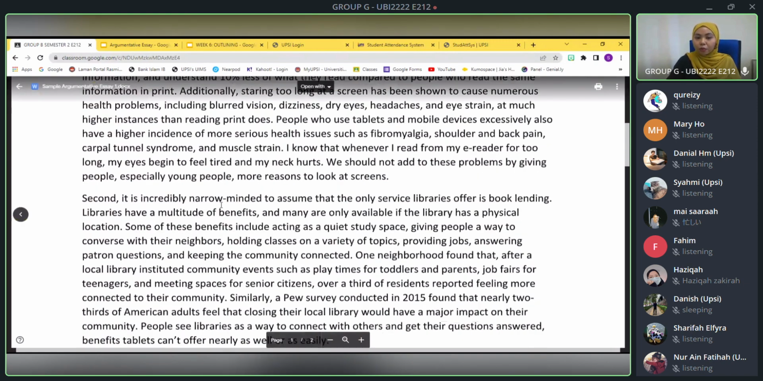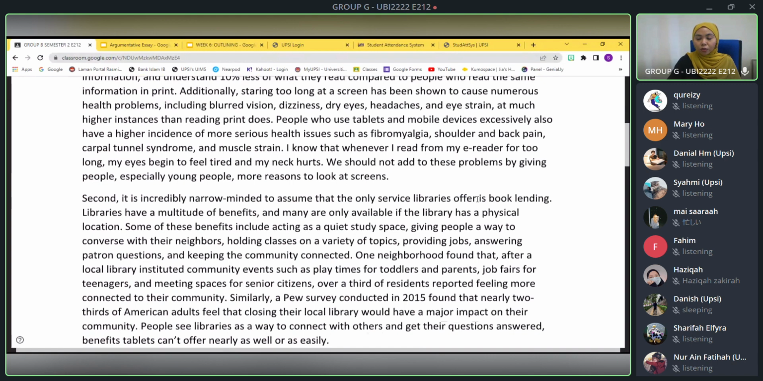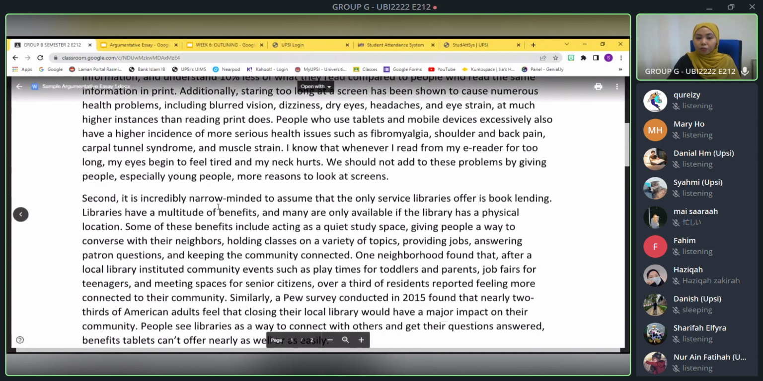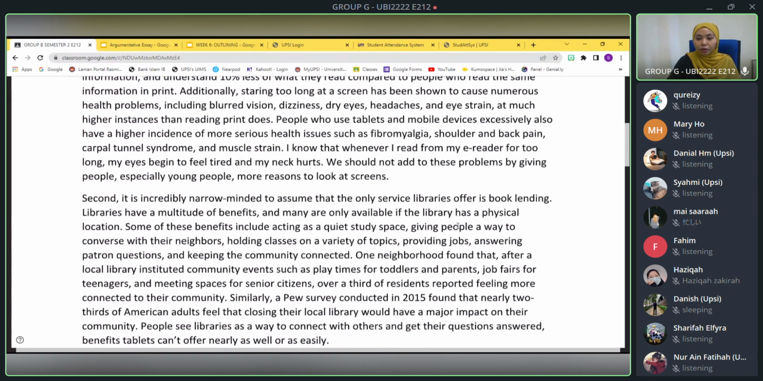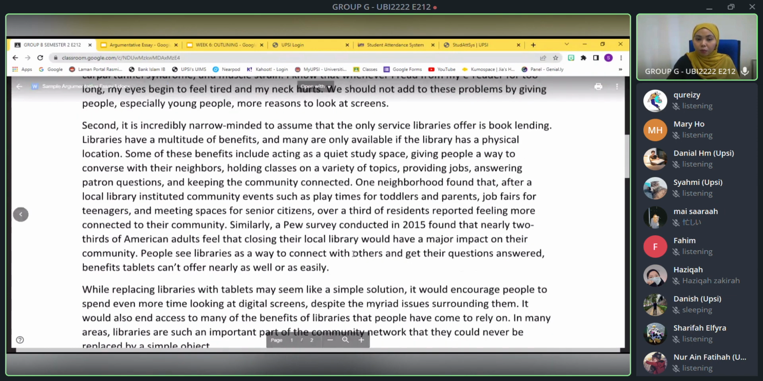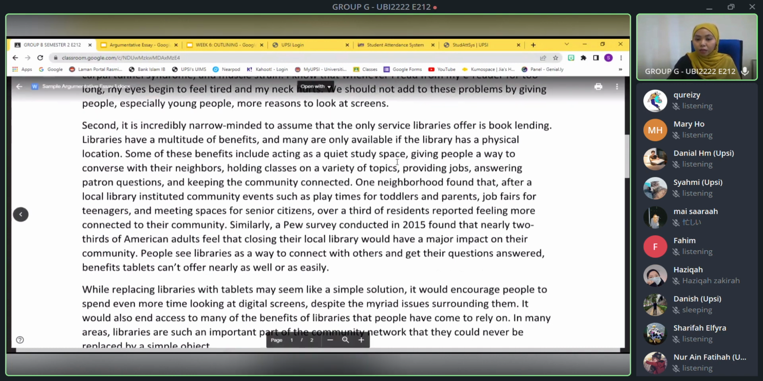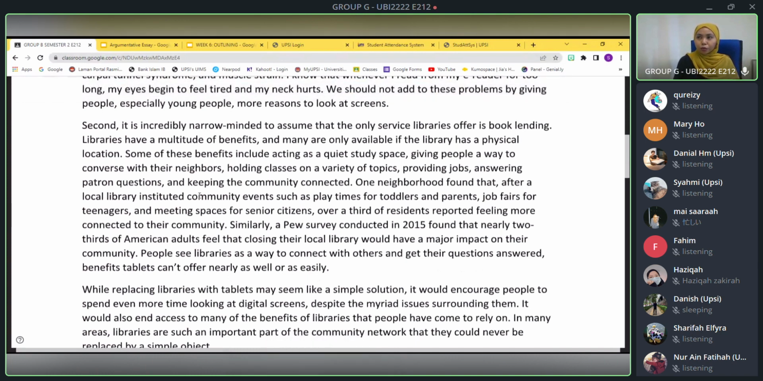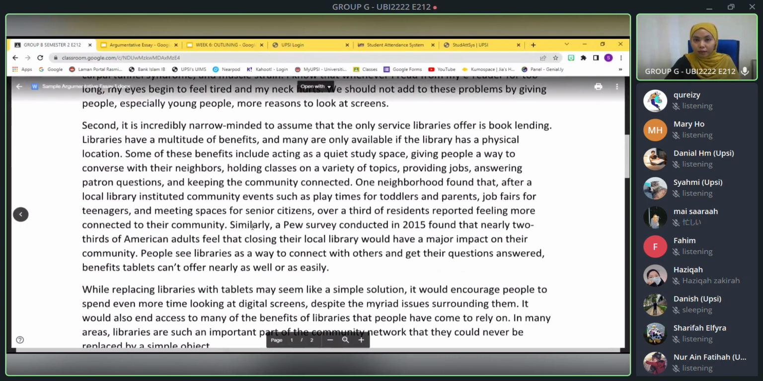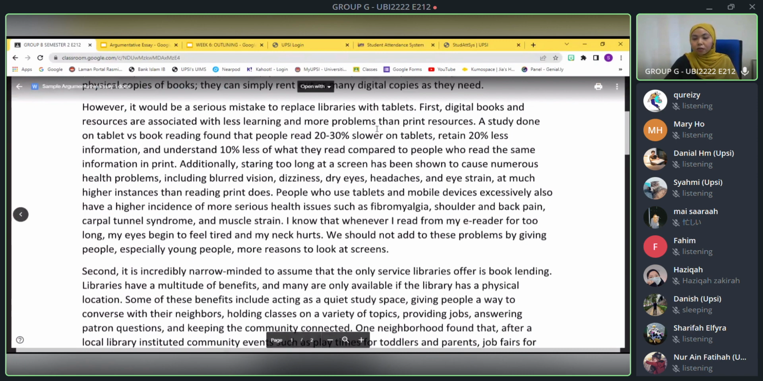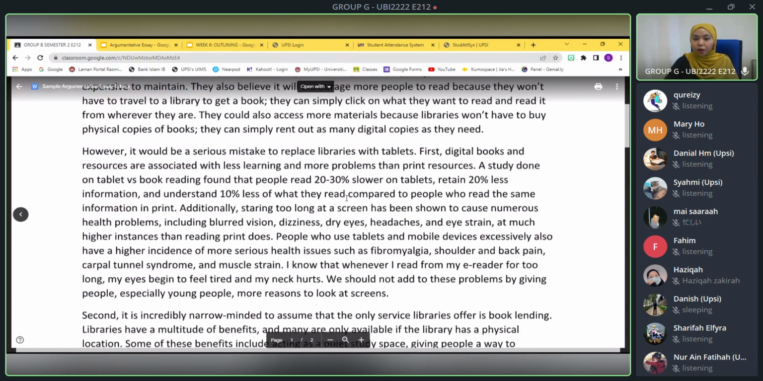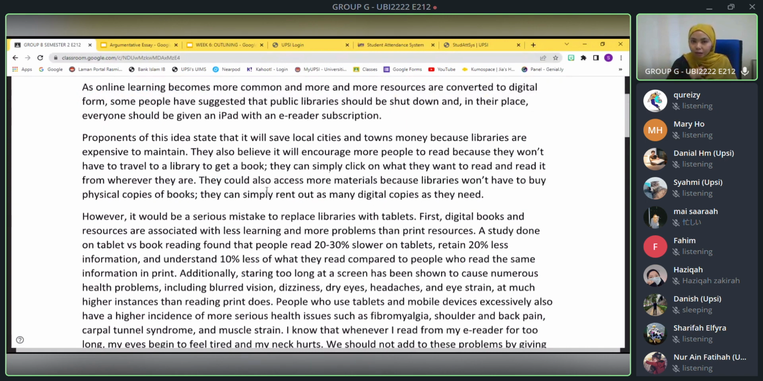Second, it is incredibly narrow-minded to assume that the only service libraries offer is book lending. Libraries have a multitude of benefits, and many are only available if the library has a physical location. So basically, they are talking about having it as a quiet study place, holding classes on a variety of topics, basically keeping the community in touch. So perhaps use the building to be used by the community to do events or things like that. So first main idea, second main idea, but this part is here to show that I understand your point.